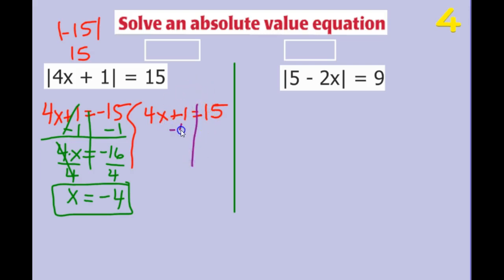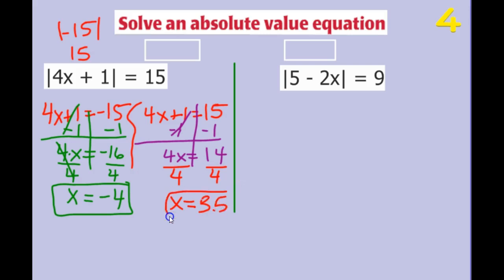Second one, same thing, subtract 1. 4x equal to now 14. And now this is where we're not going to always have the nicest answers. Because if I divide by 4, 14 divided by 4 is not going to be a whole number, but that's okay. I can plug it into my calculator. 14 divided by 4 is 3.5. So it doesn't matter which one I plug in, both should equal a 15 if you plug that number in for x.